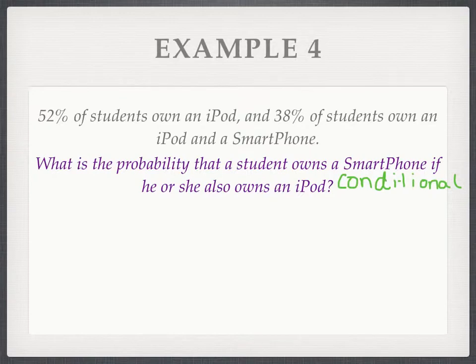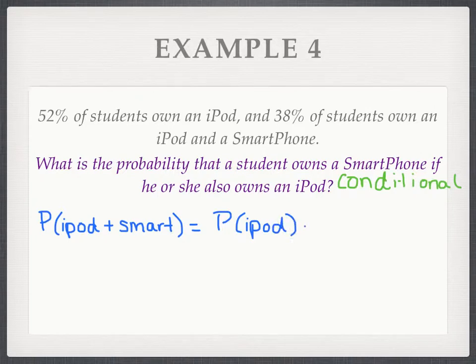So I'm going to write down the formula from a couple of slides ago. It said that the probability of 2 things happening when they're not independent. So the probability of iPod and smartphone is equal to the probability of the first thing, which is the iPod, times the probability of a smartphone given that they already have an iPod, okay?